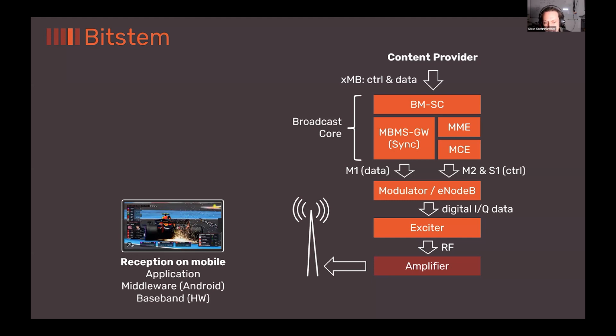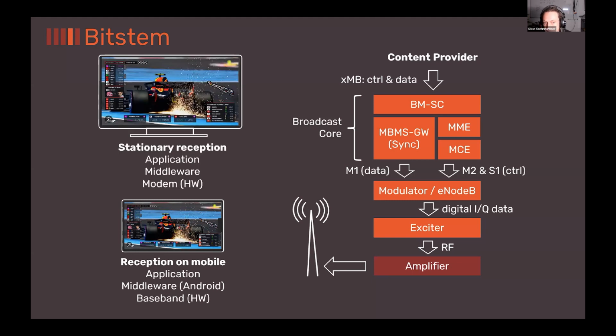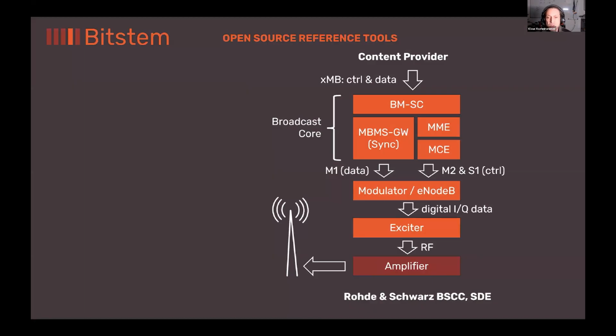On the receiving side, we have reception on mobile. So that needs an application that contains a player. It needs some sort of middleware, and it needs support in the phone's baseband. And it should also work for stationary reception. So kind of a similar story here. You'll need some sort of modem capable of understanding your waveform. You need some middleware and some application. So that's the framework we need.